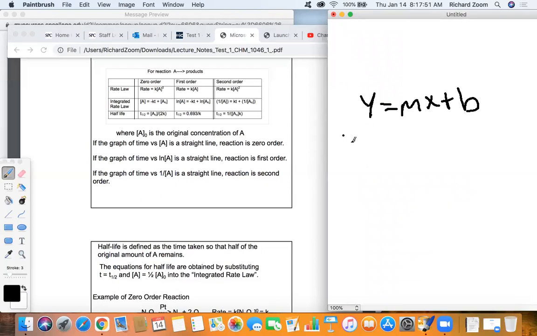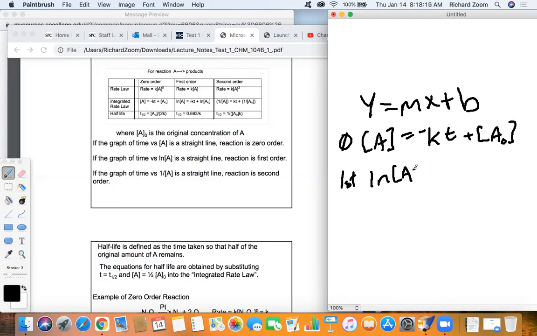So if we've got zero order, you've got [A], which is going to be y, m, which is going to be negative k. Remember, k is the rate constant. t is x, plus b, which is [A]0, which is the initial amount of A in the reaction, a constant value. Okay, first order would be log of [A], and you can see that's going to be y, is equal to negative kt plus the natural log of [A]0.